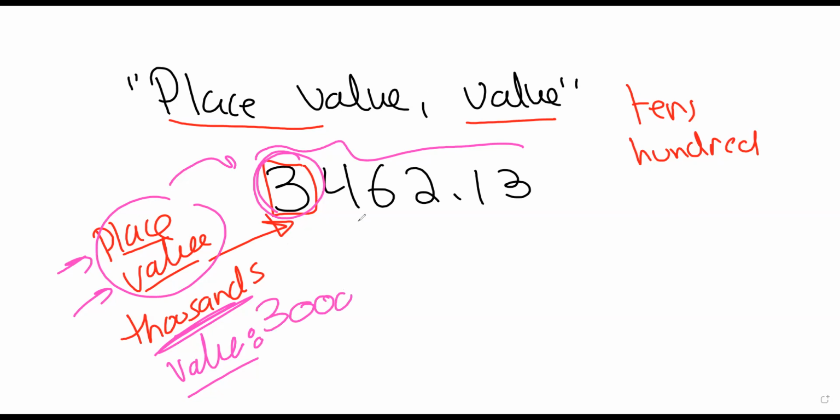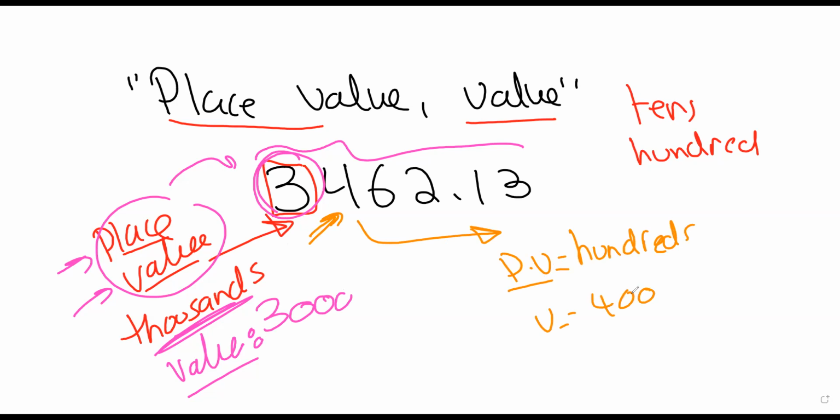Let's take this number over here which is the 4 and ask the same two questions. What is the place value of the 4? The place value of the 4 is hundreds. Place value means where this digit is in the whole number. The value is the digit as a number. If I want to convert this 4 into a number, it will be 400. And this is the difference between place value and value.